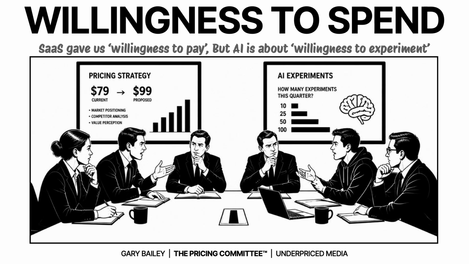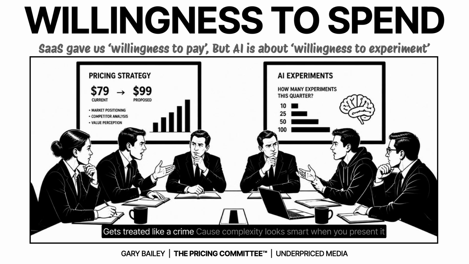The pricing committee, velvet rope cartel, turning every checkout into Dante's seventh hell. Can we simplify? Gets treated like a crime, cause complexity looks smart when you present it in a slide. Every metric looking healthy till the profit disappears, like a magic trick performed by venture capitalists of the year. Net retention floating high like a helium parade till the AWS invoice enters with a switchblade.